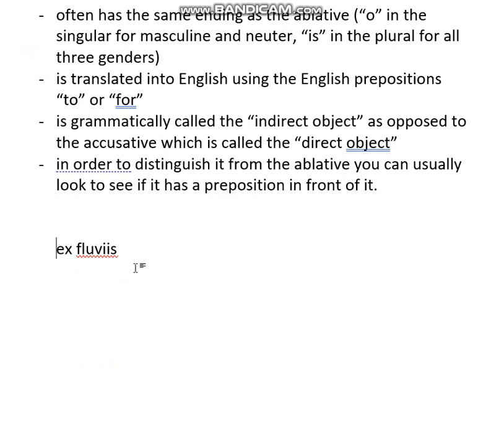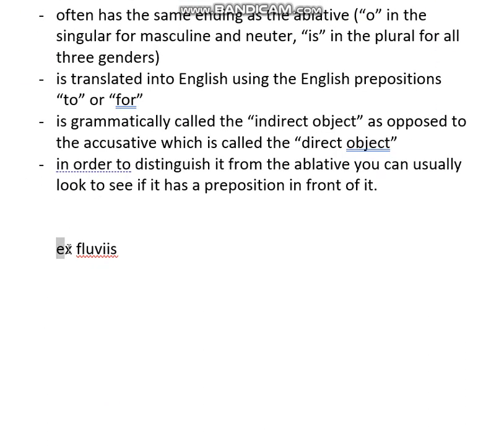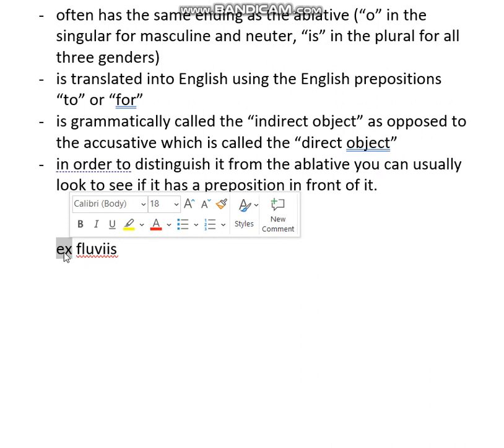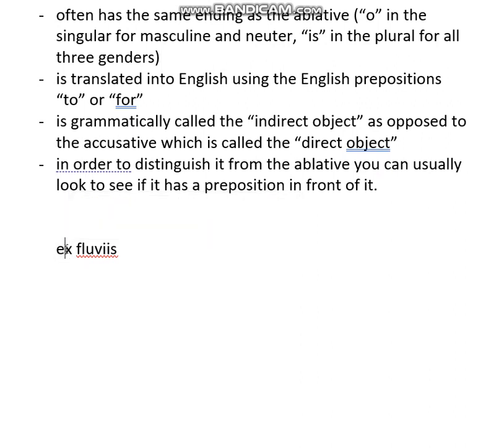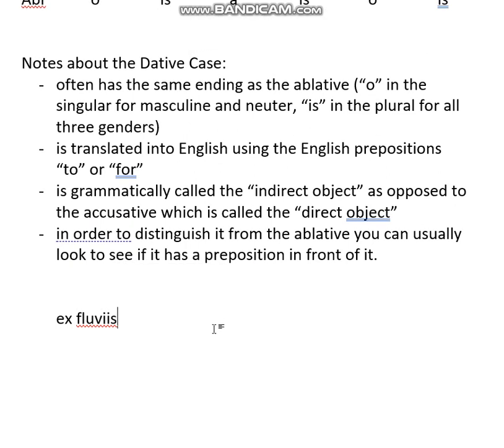There are no prepositions for the dative case. There are prepositions for the accusative case, and there are prepositions for the ablative case. There are no prepositions for the dative case. So if you see a word and you know that word is a preposition, from that you immediately know that the word that is following it is an ablative word rather than a dative word. All right. So that's the primary way you distinguish the two of them.